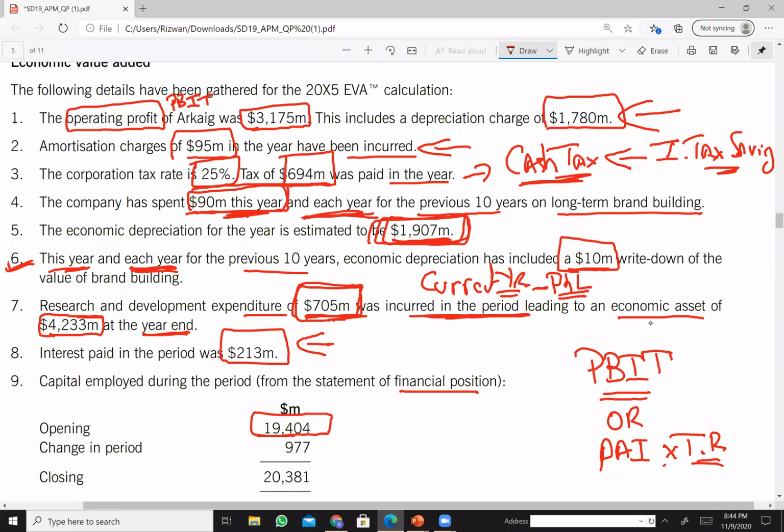Now, if I do a quick working here, you will agree with me on this. If the research and development end figure is 4233 and the current year figure is 705, so what is the start figure? Is it difficult to work out? 4233 minus 705 will give you 3528, which will be the figure at the start of the year.